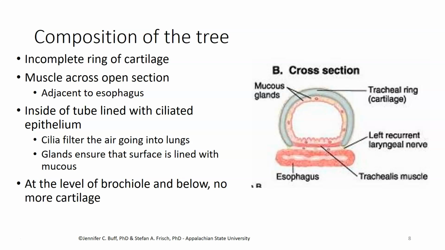There are also glands that ensure that the surface of the trachea and the bronchi is lined with mucus, which helps with smooth airflow and also to trap additional particles. Once we get to the level of the bronchioles, there's no longer cartilage that makes up this tube. It consists entirely of epithelium.